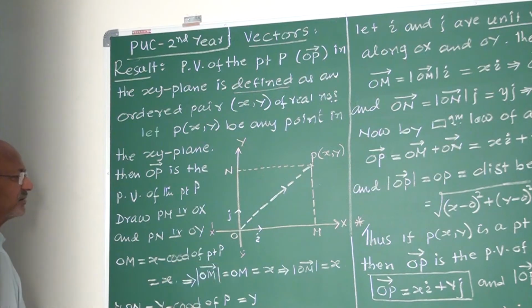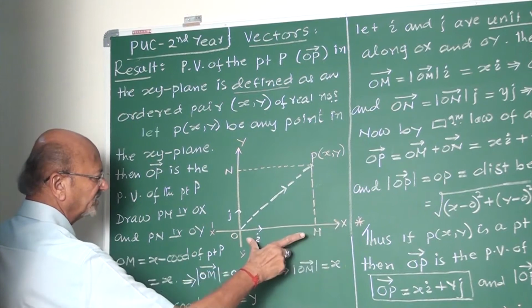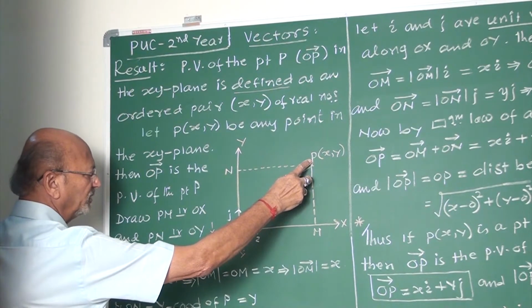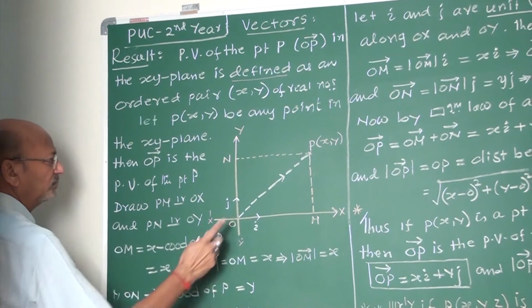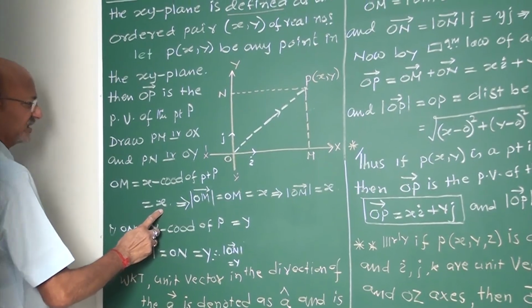Then by the figure, my friends, what is OM? OM is a distance along the x-axis. This OM gives the x-coordinate of the point P. What is the x-coordinate of the point P? It is x. This is x.